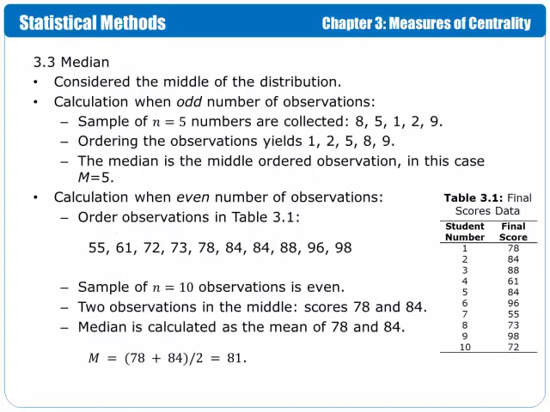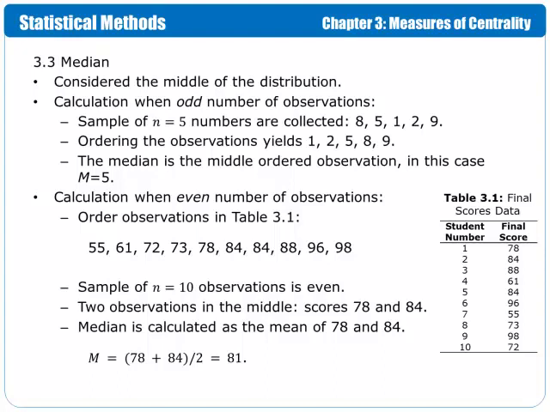Now let's look at the median. The median is considered the middle of the distribution of data. There are two different ways of calculating the median. One way if we have an odd set of numbers, and a different way if we had an even set of numbers. If we have, for example, n equals 5 numbers, the numbers being 8, 5, 1, 2, and 9, the first thing we need to do is order the numbers from lowest to highest, which would yield 1, 2, 5, 8, and 9. The median is then the middle of the ordered observations, which in this case is m equals 5.